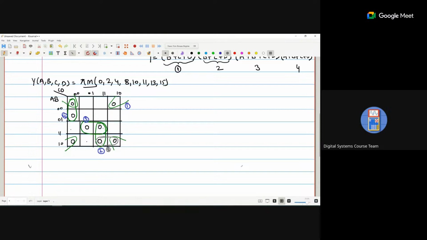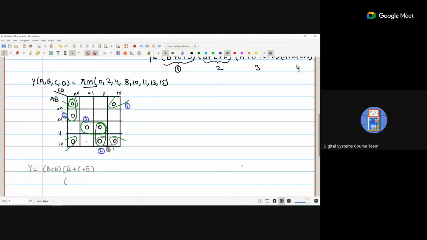Now for group 4, the equation is: these two columns are considered, so D is constant, and these two rows are considered, so B is constant. So one group is B plus D, both values will be 0, 0, so B plus D. For the second group, if I consider the grouping of 11 and 15, A is constant, the value is 0. C and D are constant, so C bar plus D bar.